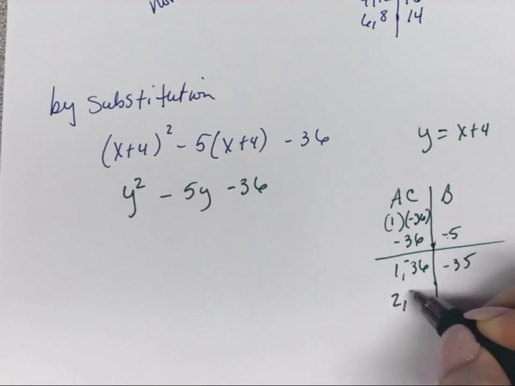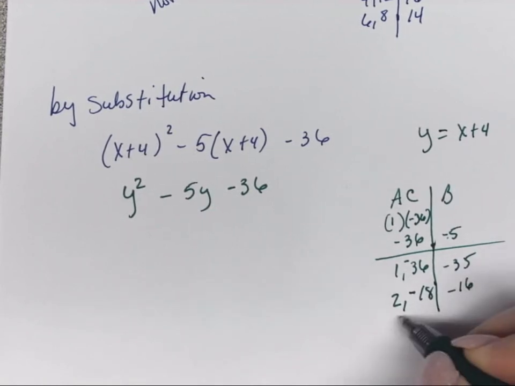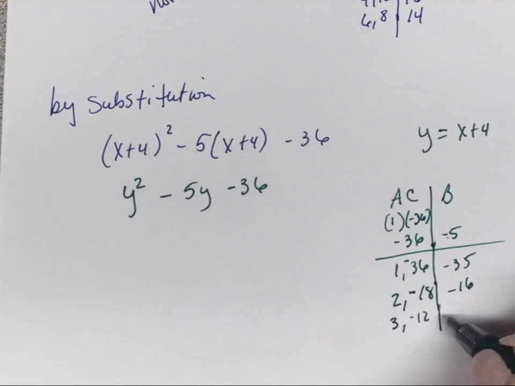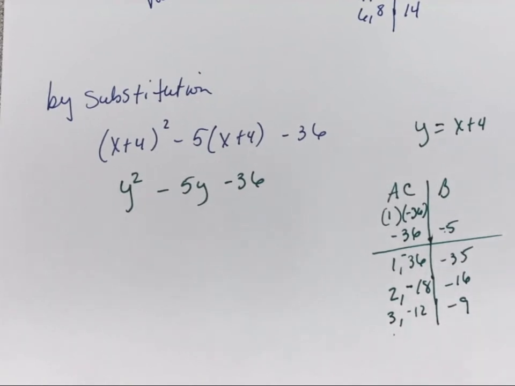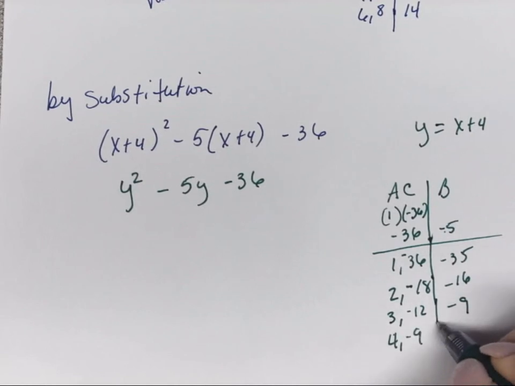2 times negative 18 gets me negative 36. When I add them, I get negative 16. 3 times negative 12 gets me negative 36. When I add them, I get negative 9. 4 times negative 9 gets me negative 36. And when I add them, there's my negative 5.